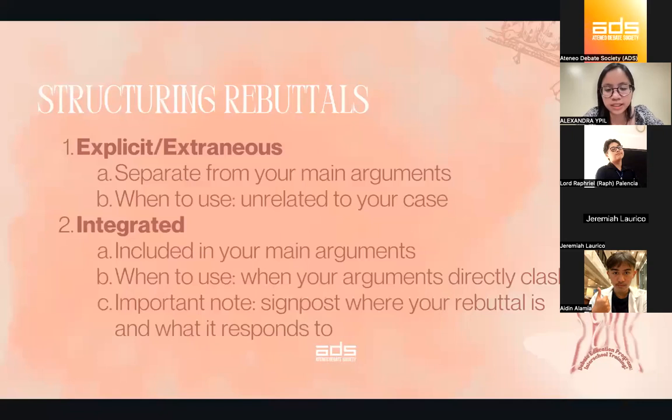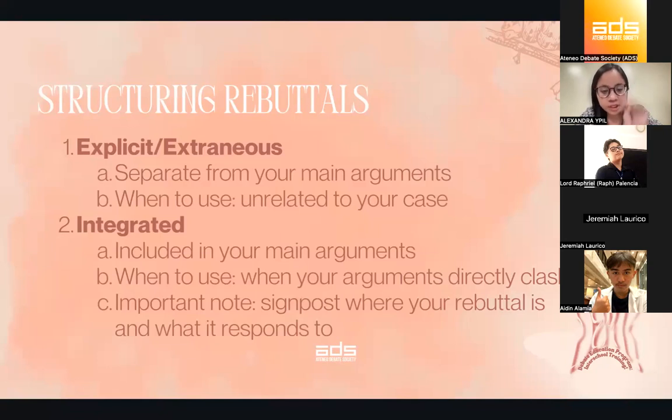First is explicitly or extraneously. Secondly is that they're integrated. On the first one, I think it's more appropriate to say they're extraneous because integrated rebuttals have to be explicit anyway. But I'd say it's explicit in the sense that the rebuttal portion of your speech has its own section dedicated for just rebuttals.